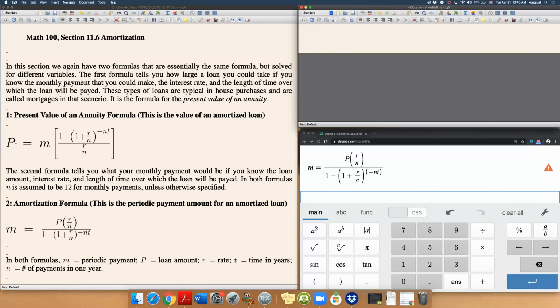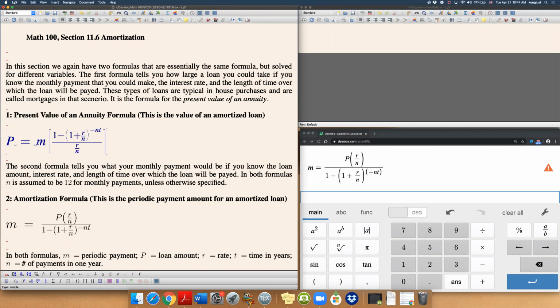So this one is the present value of an annuity. The wording is a little confusing here because we used annuity in the previous section to mean something else, right? But the difference is this is the present value. So present value, in this instance, means the value of an amortized loan. How much are you going to borrow, in other words? That's assuming you know how much you can pay per month. You know the M value.